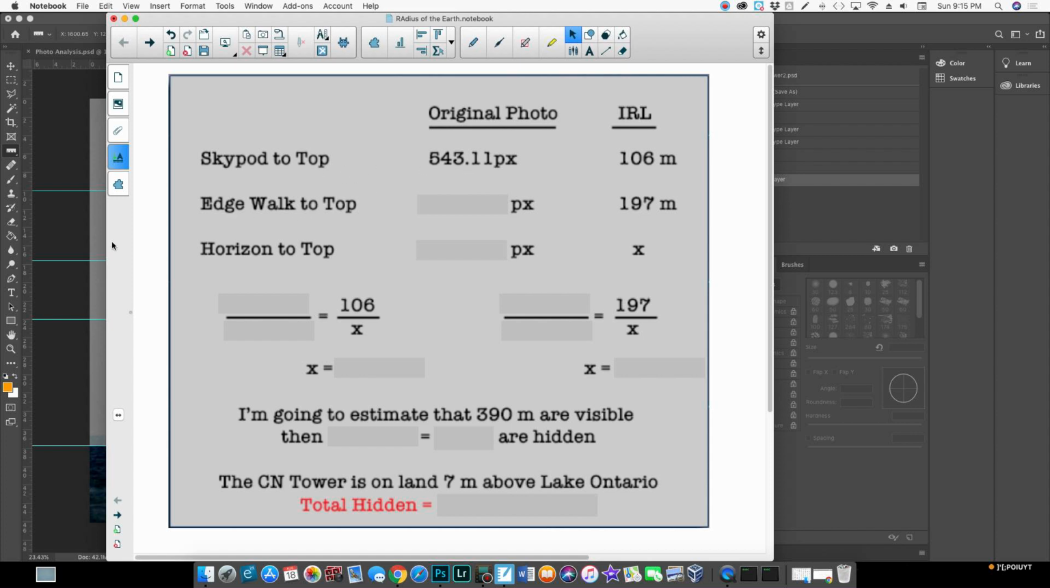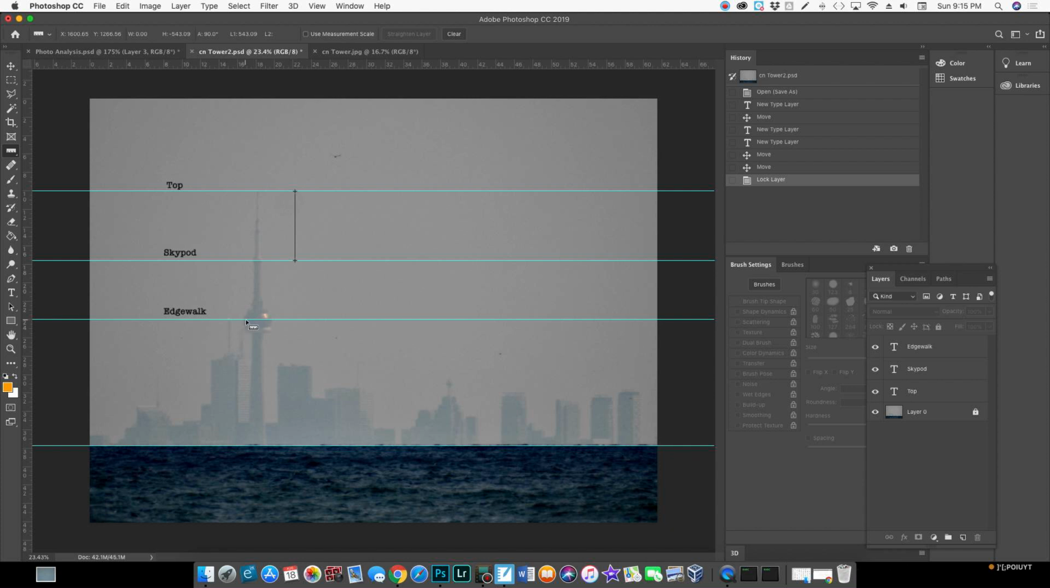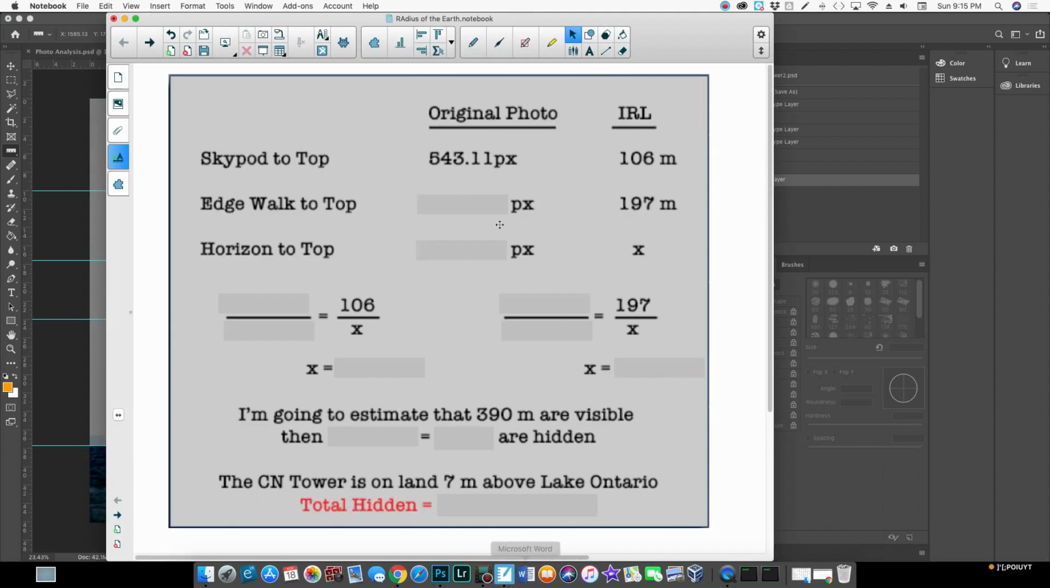Now let's measure the edge walk. The edge walk here is where you can actually go out in the open air and walk along the CN Tower. I'm not sure I could do that now. Maybe 20 years ago I might have been more interested. But we're going to measure from the edge walk up to the top of the CN Tower. And that measurement is 1006.37. So I'm going to record that here, 1006.37. That one's dead on.